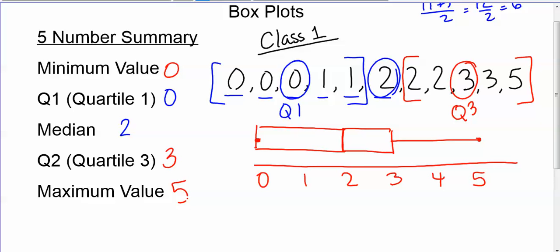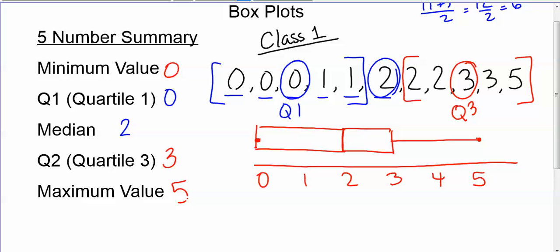And we know that each section of this represents 25%. So 25% of the people answered between 3 and 5, 25% answered between 2 and 3, and 25% of our group answered 0. All right, so this is just a visual way of summarizing our data.